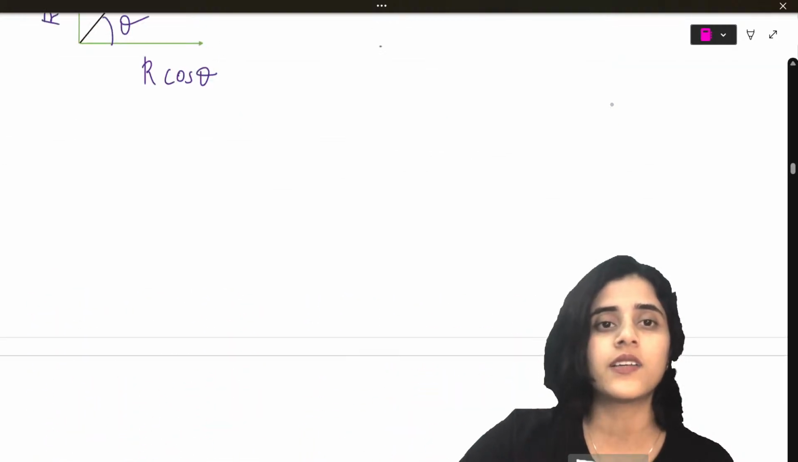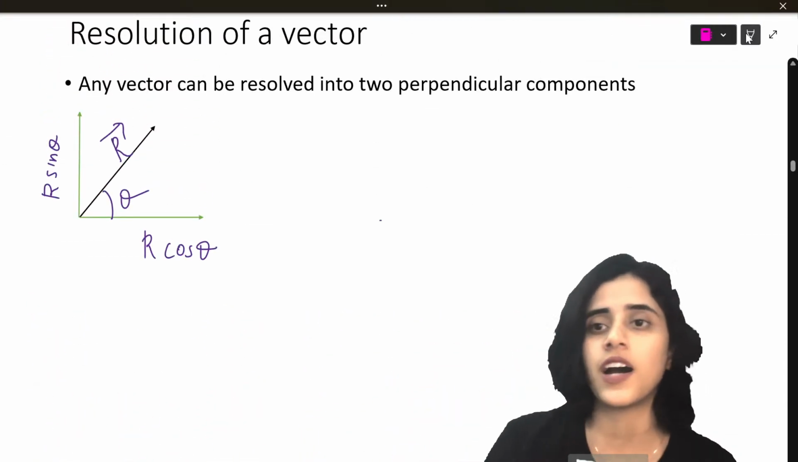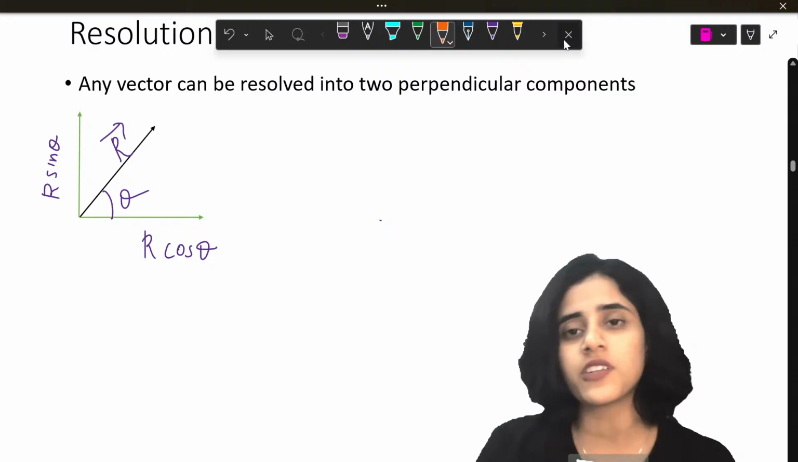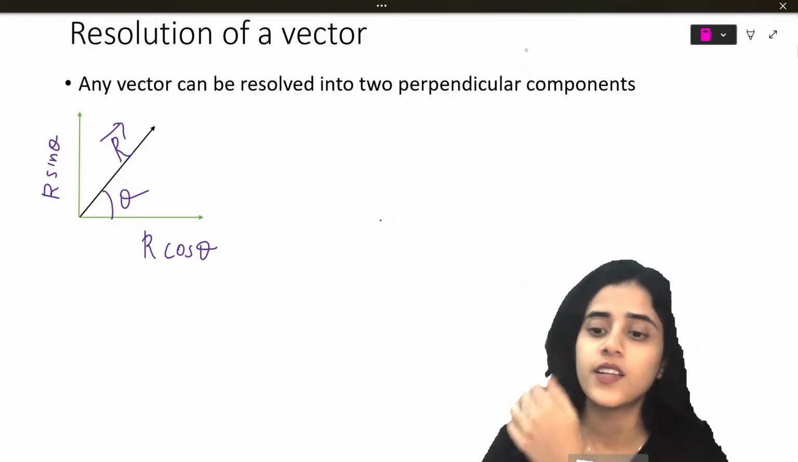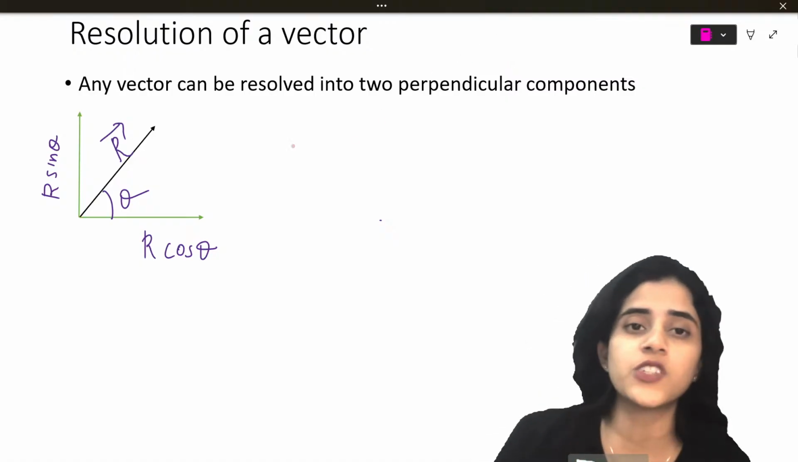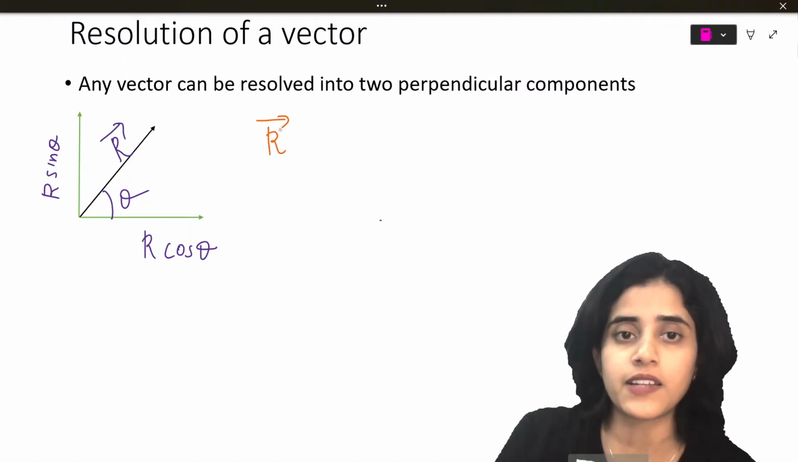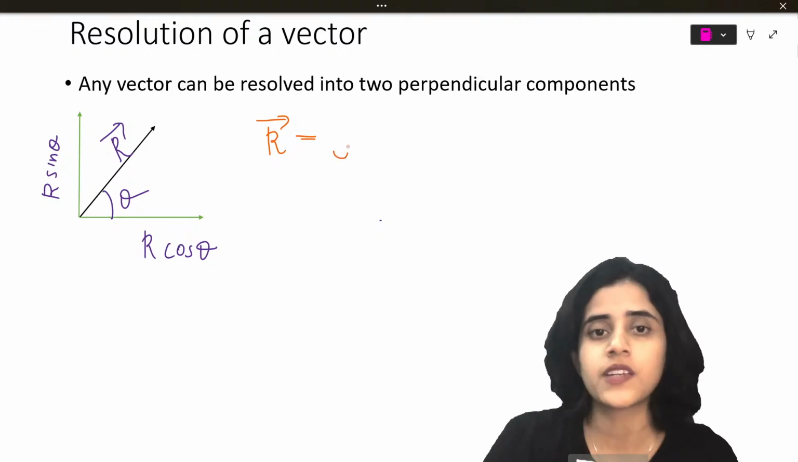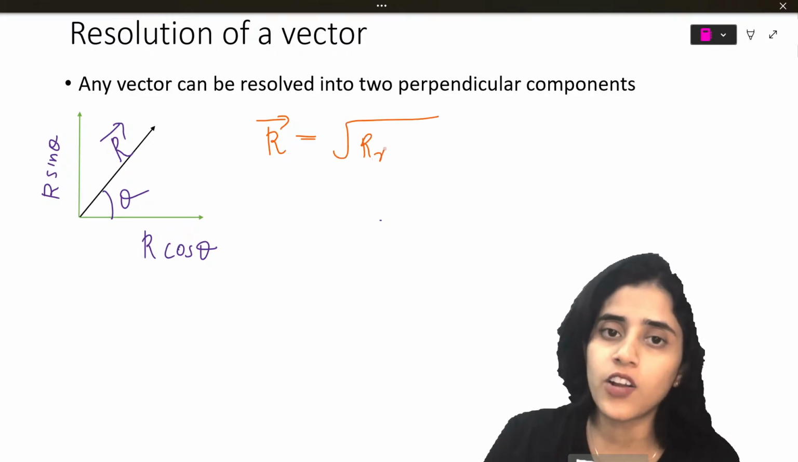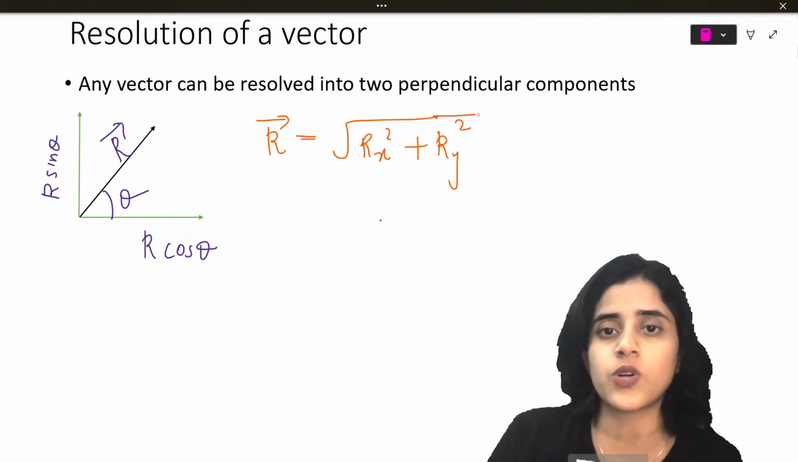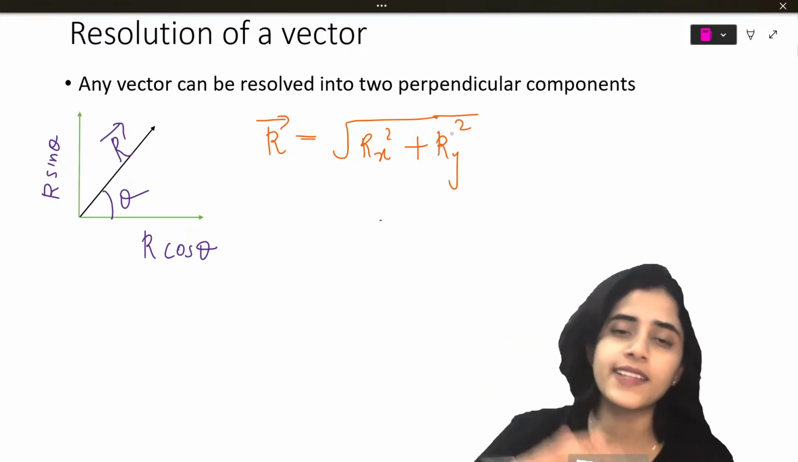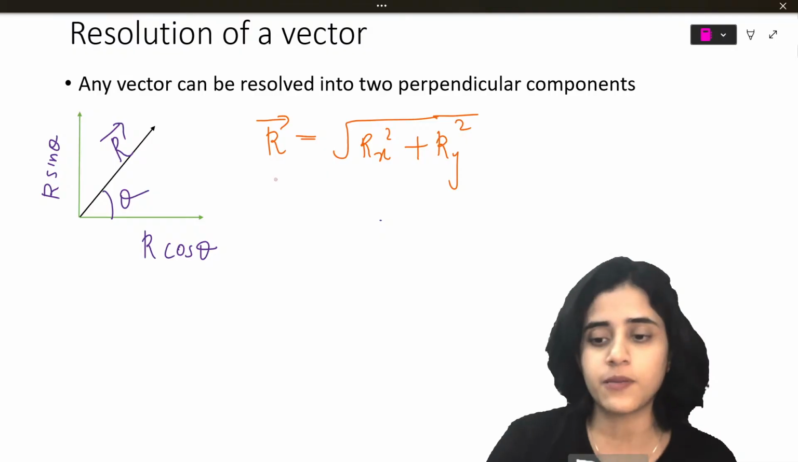Now, here we know the direction of r. How will you find out the value, the magnitude? The magnitude of r is given by the square root of r along x squared plus r along y squared. So rx and ry are basically the horizontal and the vertical components.